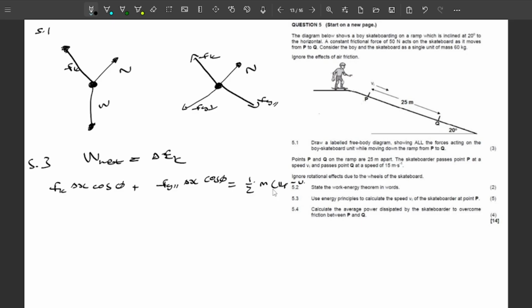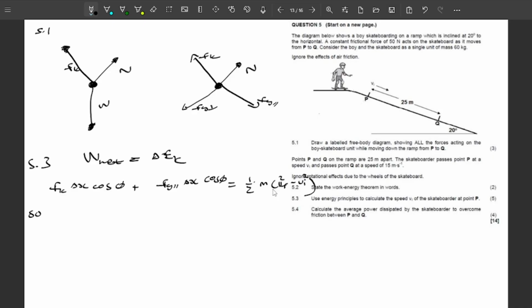Vf minus v initial, squared, since the velocity is the one that's going to be changing. The mass is just constant, right? Good. Now the Fk, what do I have for the Fk? They've told us that it is 50 newtons.